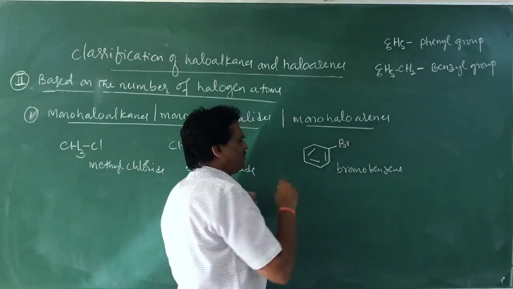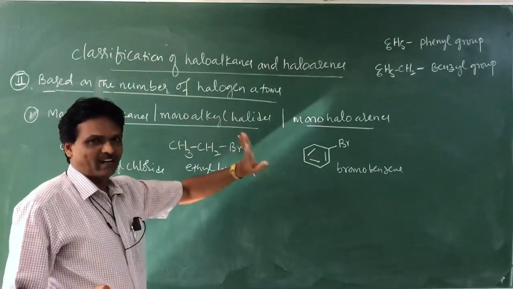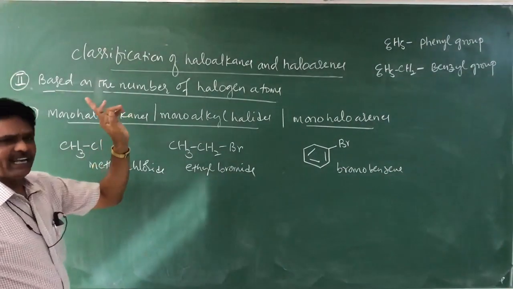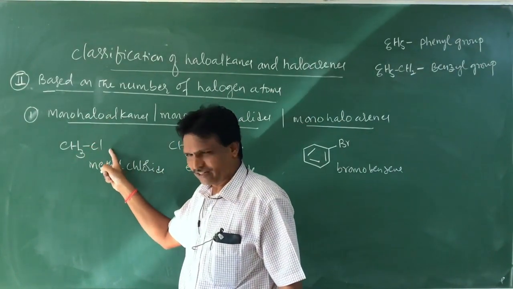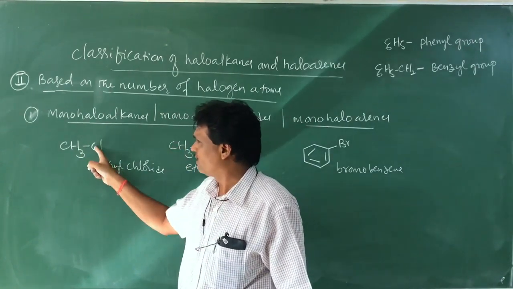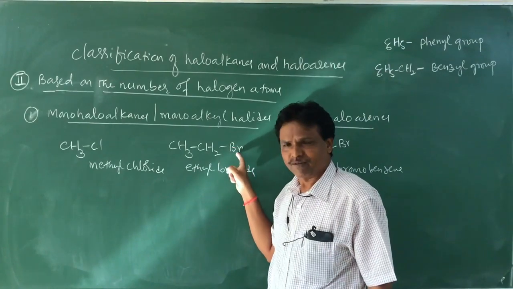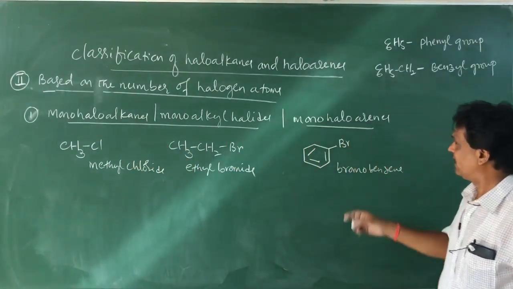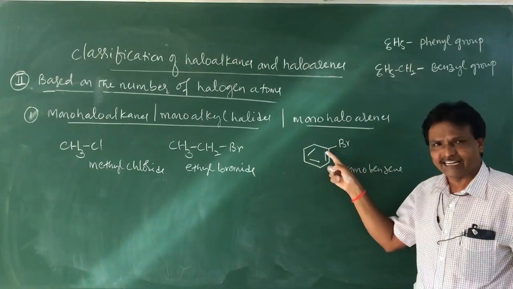So the halogenated hydrocarbons which contain only one halogen are called monohalogenated hydrocarbons in general, both haloalkanes and haloarenes. So what are monohaloalkanes? They are halogen derivatives of alkanes obtained by the replacement of one hydrogen atom of alkane by one halogen atom. In methane, if one hydrogen atom is replaced by one chlorine, we get methyl chloride or chloromethane. If one hydrogen atom of ethane is replaced by one bromine to form bromoethane, it contains only one halogen atom, hence it is referred to as monohaloalkane. Similarly, monohaloarenes are the aromatic halogen compounds in which only one halogen atom is directly attached to the benzene ring.